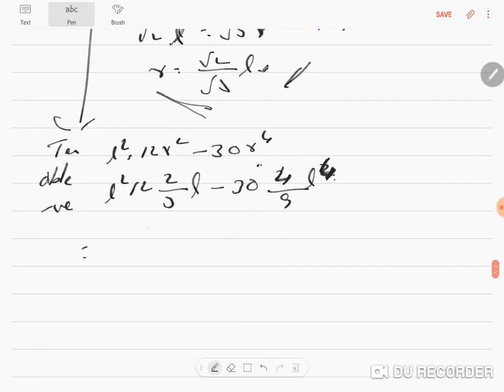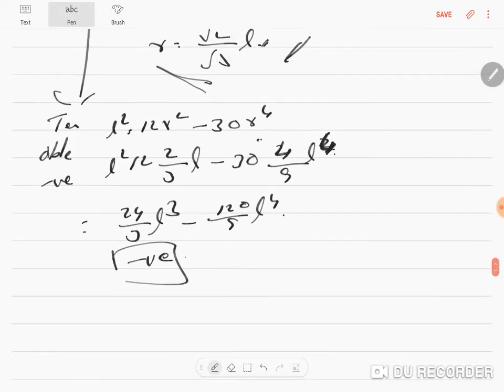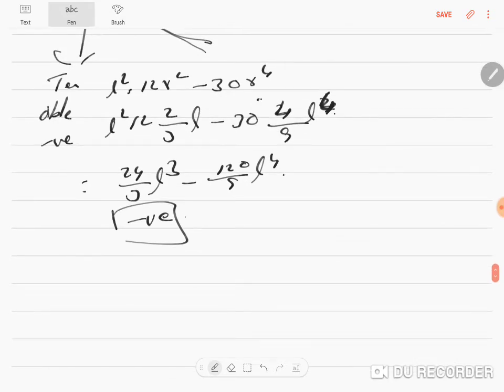So now it's easier for me to compare and see: 12 twos are 24 by 3 L cube, minus 4 threes are 12, 120 by 9 L to the power 4. Therefore, definitely the answer will be negative only. That's all. You have to judge like that. And so the next sum is also over.